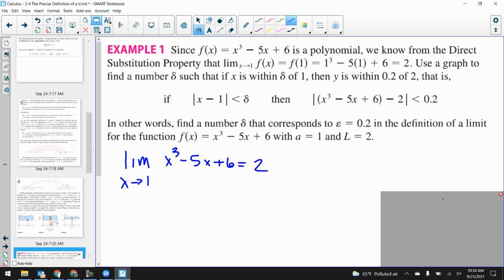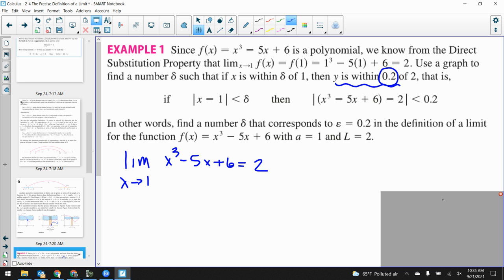Now, what I want to do is find a delta such that the y values are within 0.2 of 2. I'm going to find a delta such that my epsilon is 0.2. Epsilon is the difference away in the y values. That's my epsilon there. Okay, if my epsilon is 0.2, I want to find a delta that's going to make me stay within 0.2 of my y values. Here's how we do that.